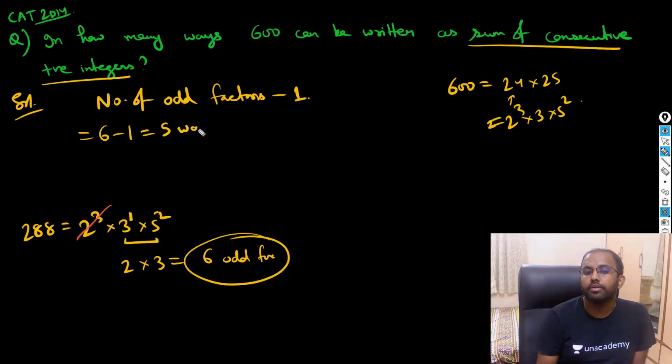5 ways is the answer. What are those 5 ways? Very easy to calculate, right? This is very easy to calculate. A good concept in LRD also.